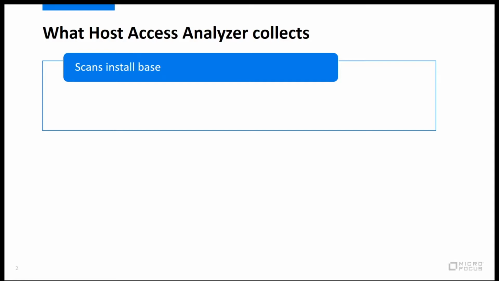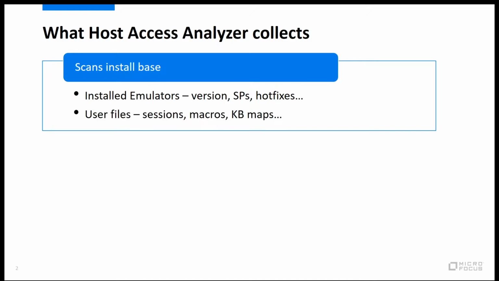There are two types of information gathered about the install base. First, the client runs a periodic scan for installed emulators, listing their versions, service packs, hotfixes, etc. Second, the client runs a periodic scan for relevant emulator files. These include sessions, macros, toolbars, keyboard maps, and layouts. Analyzer extracts relevant information from the detected files, information that can be used, for instance, for emulator migrations, consolidations, or optimization.